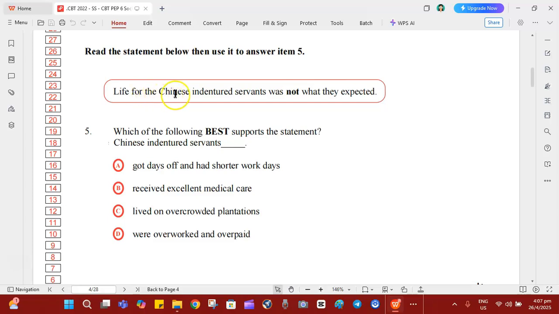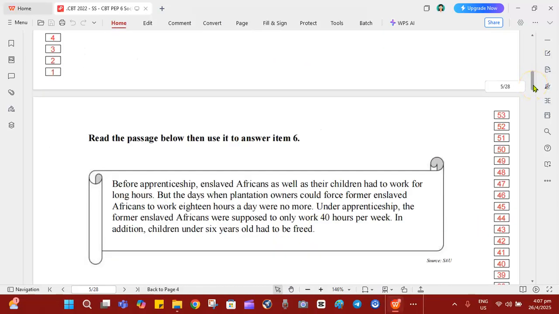Alright, so life for the Chinese indentured servants was not what they expected. That's the statement. Which of the following best supports the statement? Chinese indentured servants, A, got days off and had shorter work days. B says they received excellent medical care. C says they lived on overcrowded plantations. D says they were overworked and overpaid, and that's not true. It's C. So they lived on overcrowded plantations.